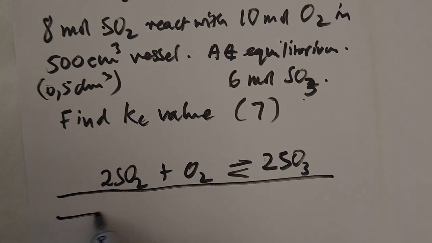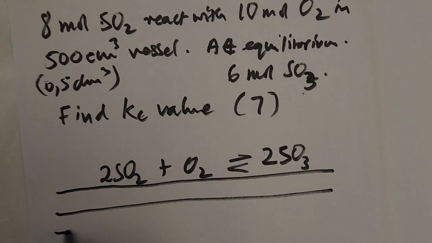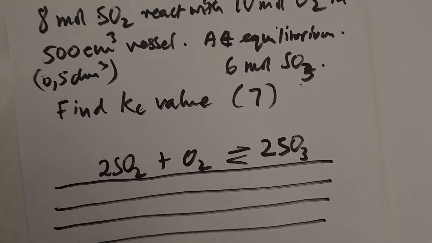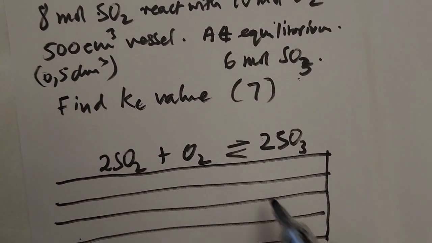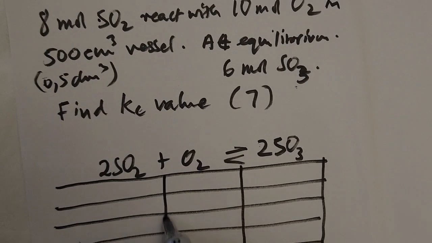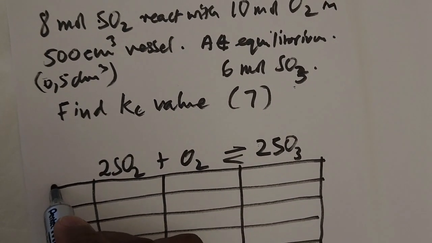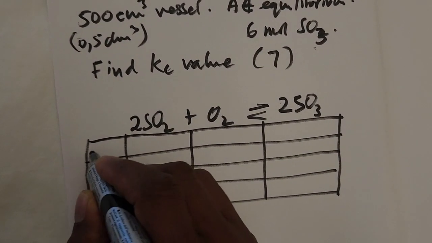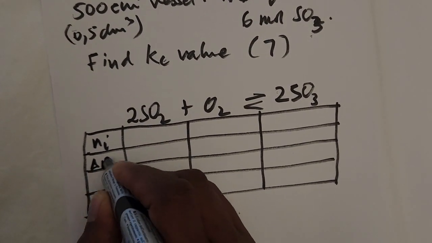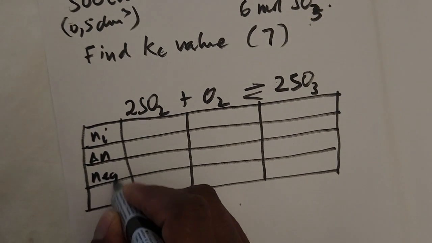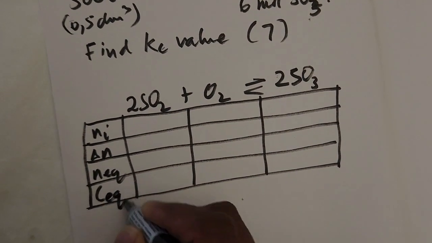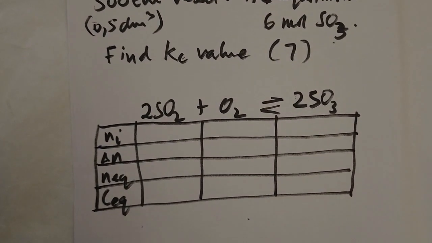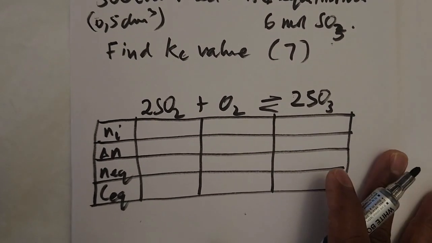We now draw 5 lines below the equilibrium reaction. 5 lines will be enough. Each substance must have its own column. And then on the left hand side here, you just show which method you are using, which is moles. We just say initial moles, change in moles, moles at equilibrium, and concentration at equilibrium. This will suffice for this one. In the table, we are gunning for 4 marks.